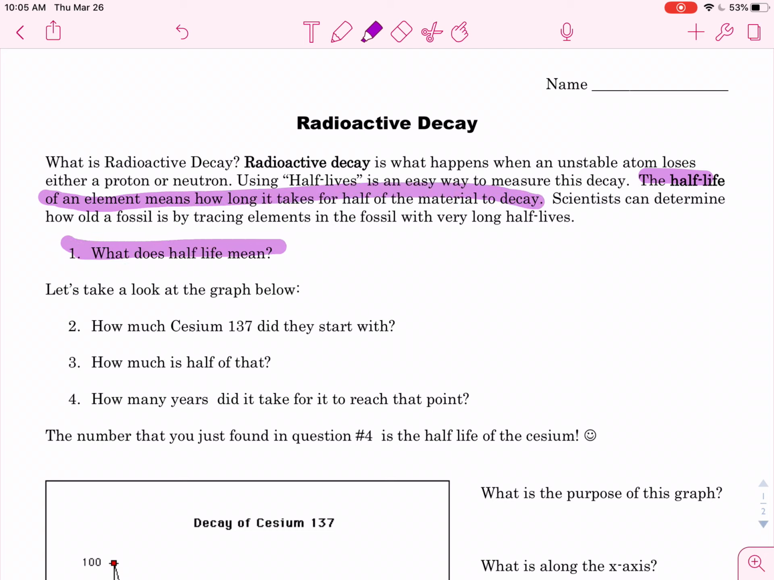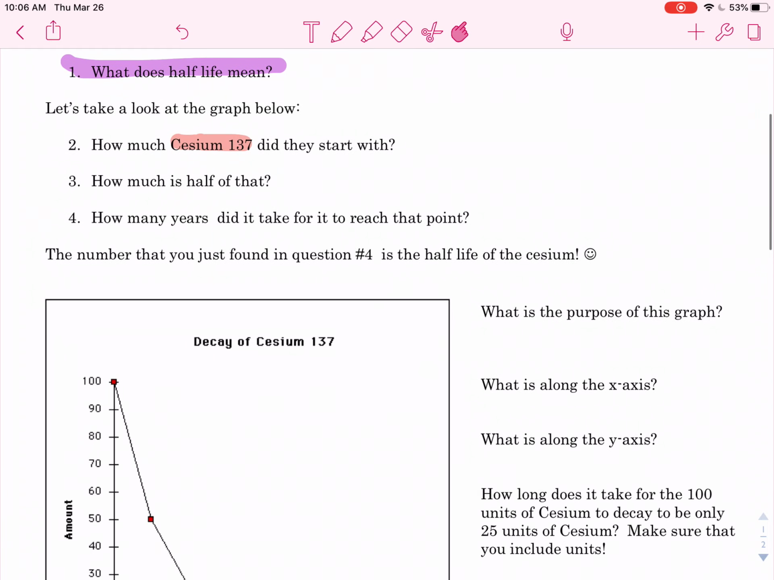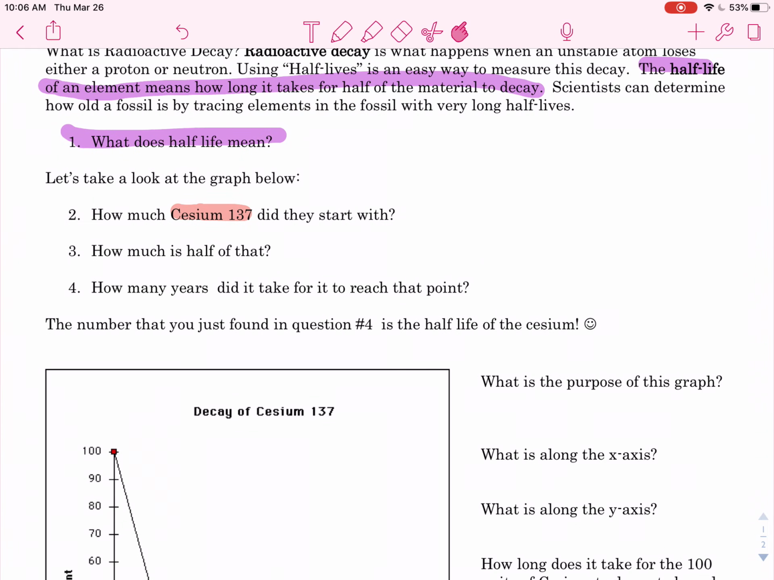The half-life of an element means how long it takes for half of the material to decay. In this case, it's a fossil, and that radioactive element can be lots of things. Sometimes it's carbon-14, sometimes it's uranium. In our penny lab with the shoebox, the pennies were supposed to be potassium-40, but in this case we're working with cesium. So cesium is our radioactive element, and we can tell what the half-life of cesium is by looking at a graph. So let's take a deeper look.